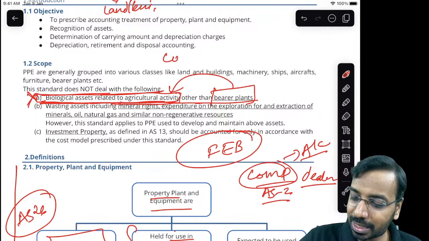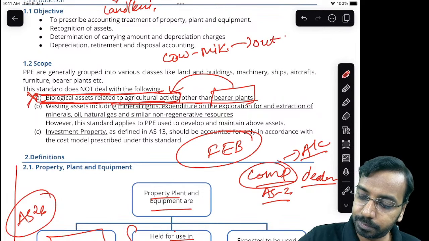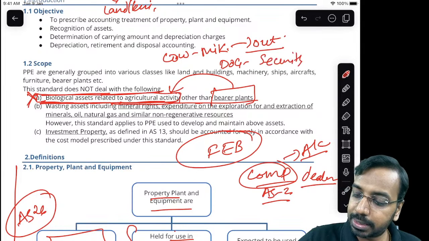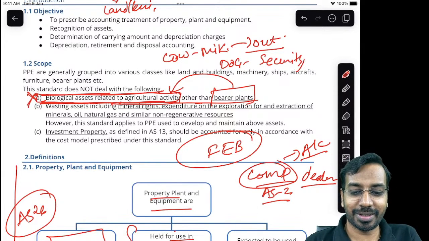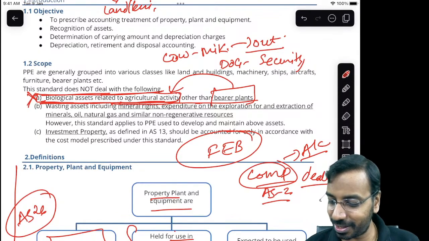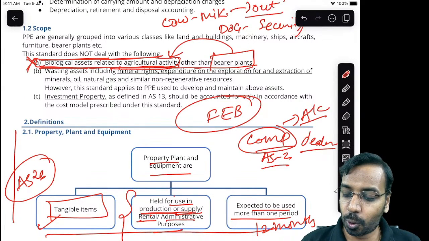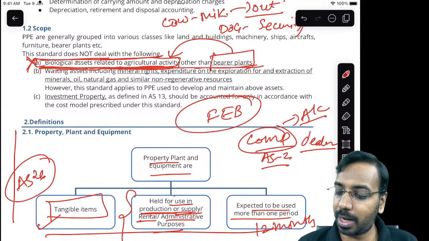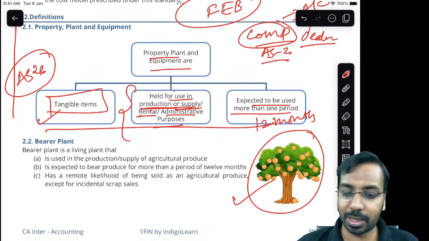See, I said if it is a cow for milk, you will keep it out. But if it is a dog for security, then whether it is included in AS10 or not, that is the question. So think through, let me know the answer, then we will see what the actual thing is. Okay. So the standard does not deal with biological assets related to agricultural activity other than bearer plants. Bearer plants are included. So this orange tree or mango tree, whatever you have drawn, this is included.